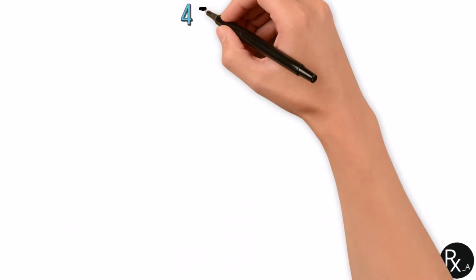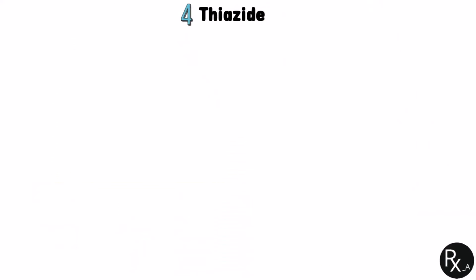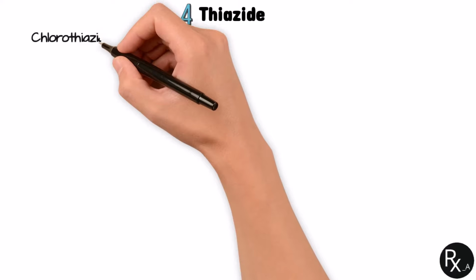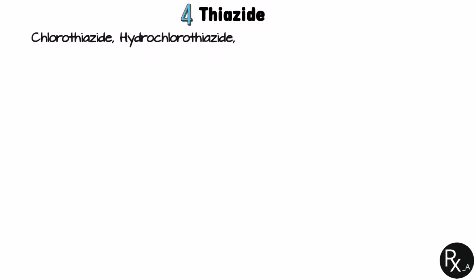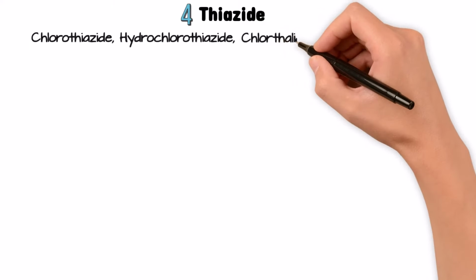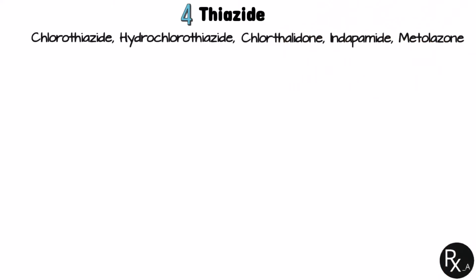Let us now discuss thiazide diuretics. Thiazides are probably the diuretics that are prescribed the most frequently. Drugs in this class include chlorothiazide and hydrochlorothiazide, which are structurally similar sulfonamide derivatives. We also have chlorthalidone, indapamide, and metolazone, which are referred to as thiazide-like drugs because they lack a true thiazide ring but share the same mechanism of action.